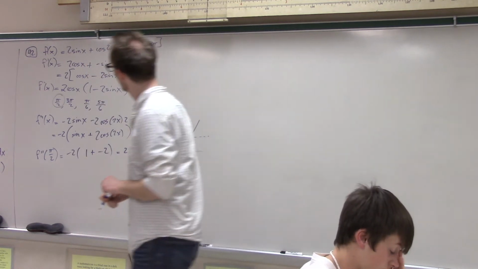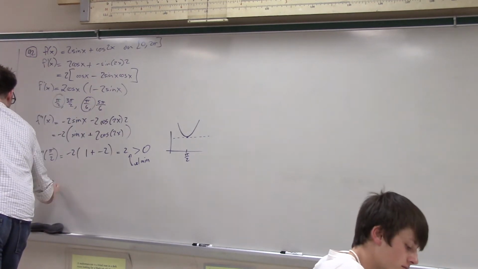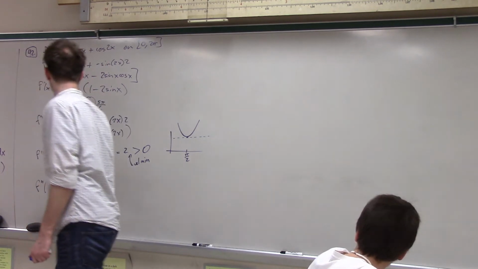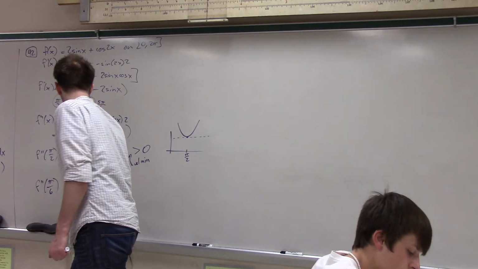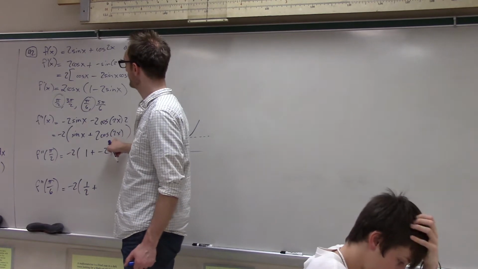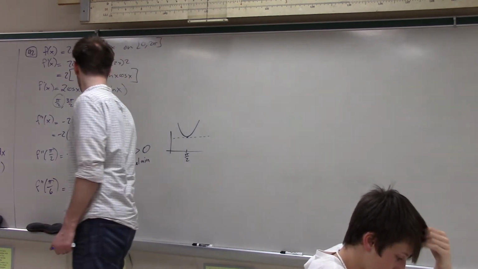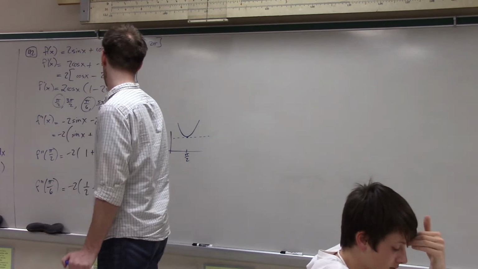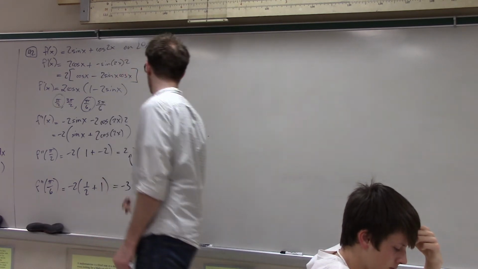You want to do one more? Suppose I'm interested in pi over 6. Again, you just do it. What's going on at pi over 6? Plug it in. I get negative sine of pi over 6, which is 1/2, plus pi over 6 times 2 is pi over 3. Cosine pi over 3 is 1/2, times 2 is 1. So that's 3/2 times negative 2, which is negative 3. Yeah, which is negative. I think I did that right?